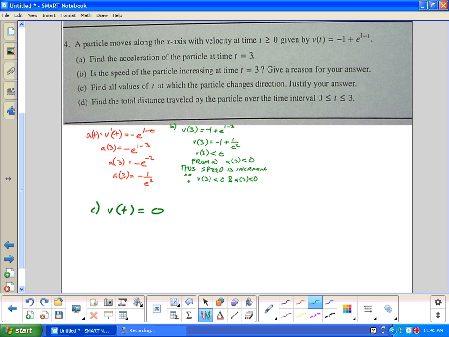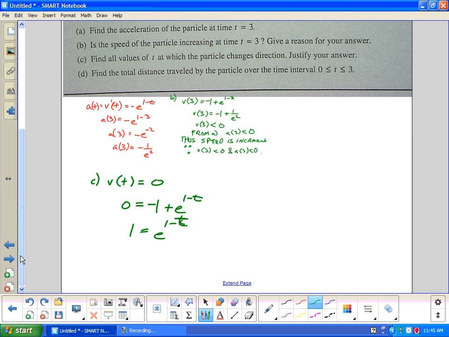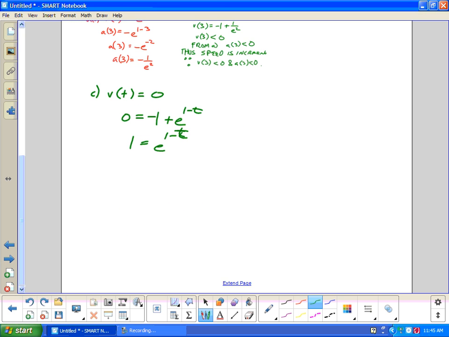So if I do that, I have 0 equals -1 plus e to the 1 minus t. So I get 1 equals e to the 1 minus t. I've done this in a different color. Letter C, that's all right. If I look at this, I'm going to have to do the natural log. You guys agree? ln of 1 equals ln of e to the 1 minus t.